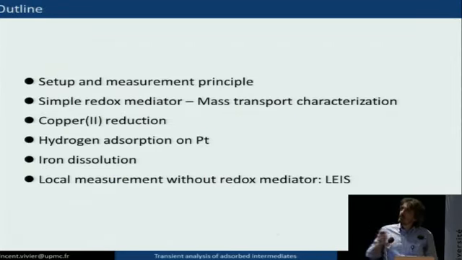So the outline of my talk is, first, I will detail a little bit the setup and the measurement principle, and then I will start from a simple redox mediator just to characterize mass transport between the two microelectrodes. Then I will investigate copper 2+ reduction, hydrogen adsorption on platinum, and the iron dissolution. And I will finish with a local measurement without redox mediators.